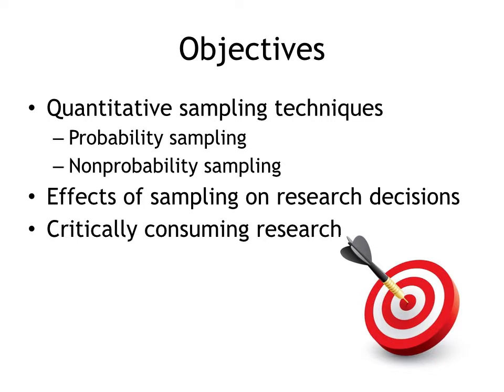There are three things I want you to take away from this lecture. First, I want you to understand the differences between different sampling techniques, especially the pros and cons of probability sampling and non-probability sampling. Second, I want you to be able to discuss how sampling affects how much confidence we can have in the research and the decisions that we can make about that research. Last, I want you to be able to look for the appropriate pieces in a research article and critique them so that you can be an informed consumer. So let's get started.